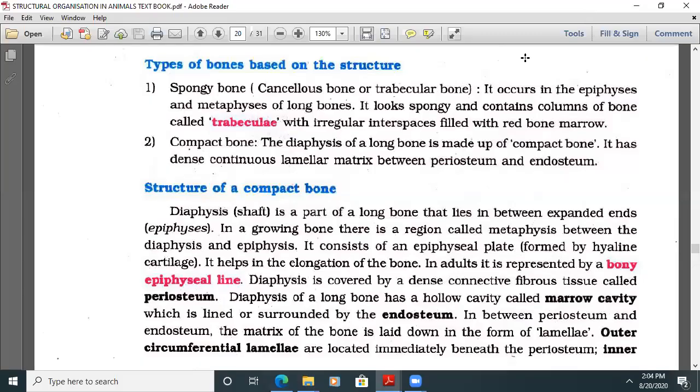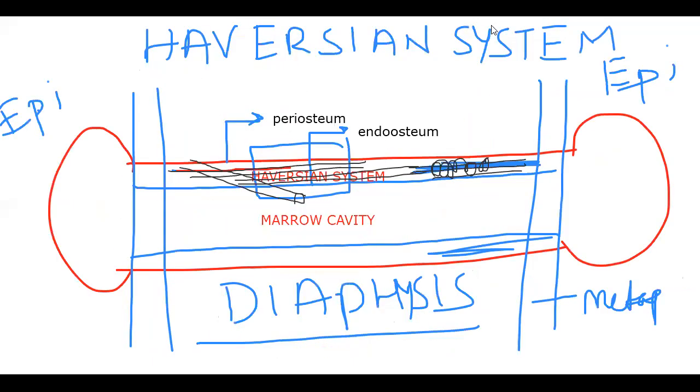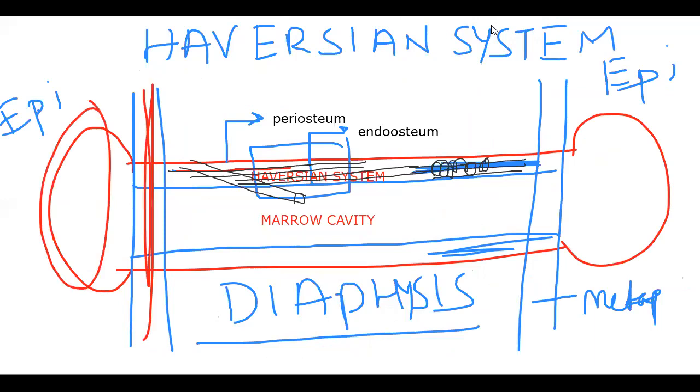Types of bone based on the structure. The spongy bone, or cancellous bone, or trabecular bone, occurs in the epiphysis and metaphysis of the long bones. As I showed you earlier, this is the epiphysis and this is the metaphysis. In the epiphysis and metaphysis of long bones, these spongy bones are present.